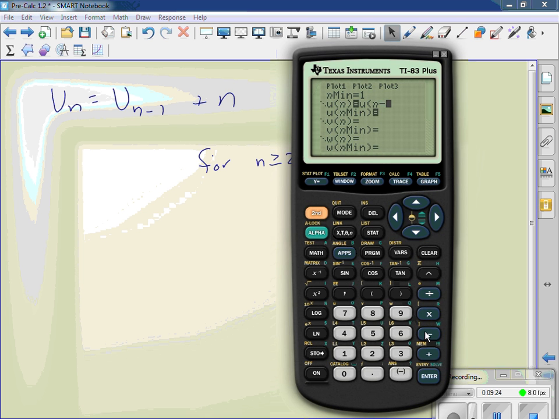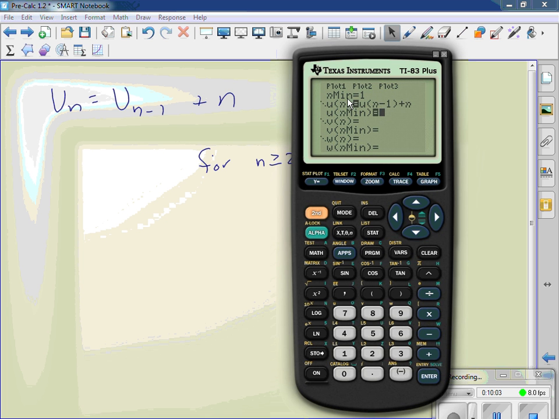So I'm going to do n minus 1. Put it in parentheses. Now I need to plus n. Press enter. Plus n. And the n is just your variable. That's the equation we just did. Notice up top I said n min is 1. You are telling the calculator the lowest term I have is u sub 1. See up here it says, right here.